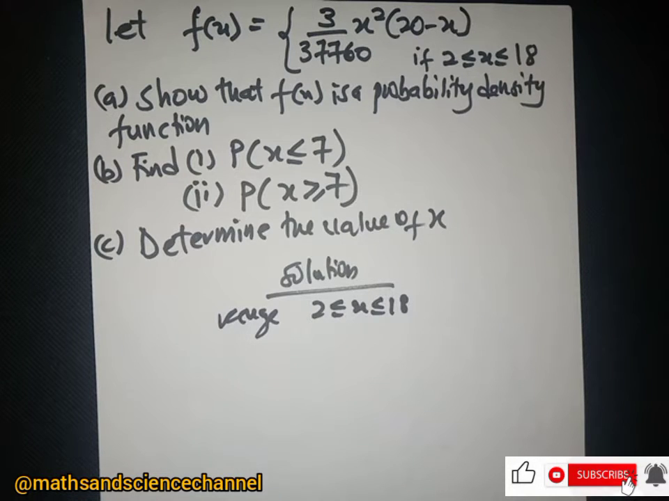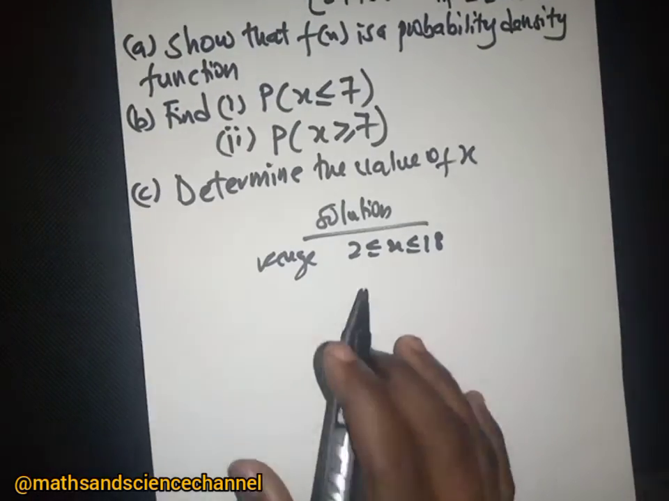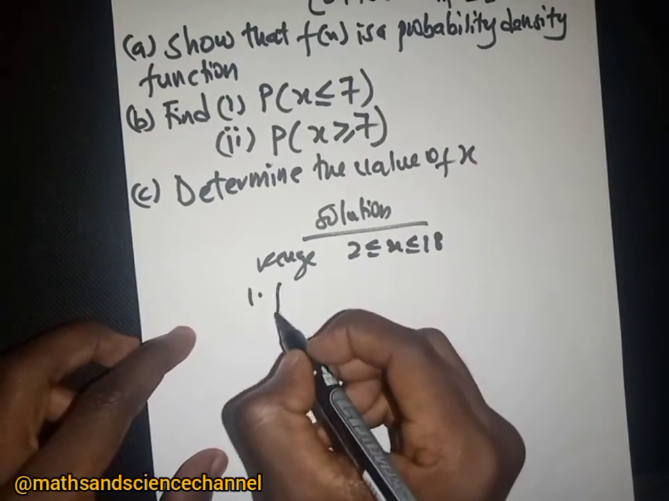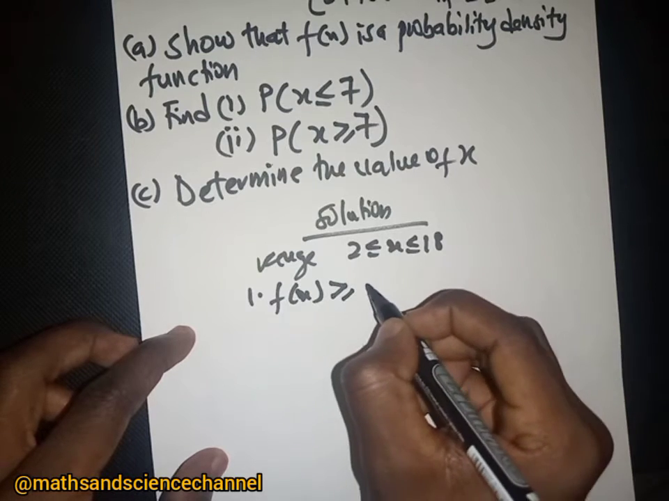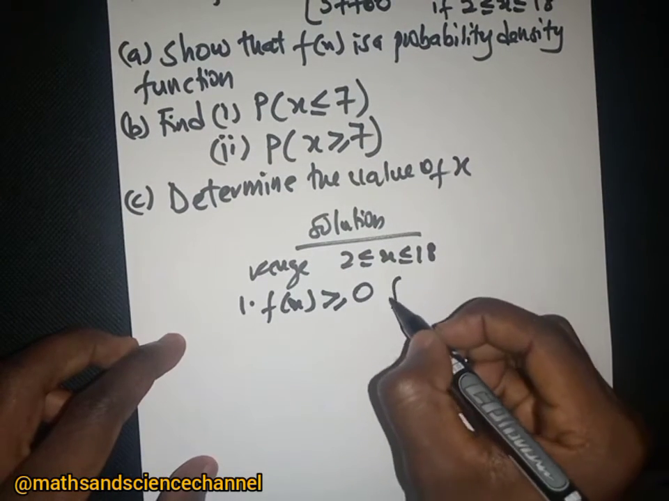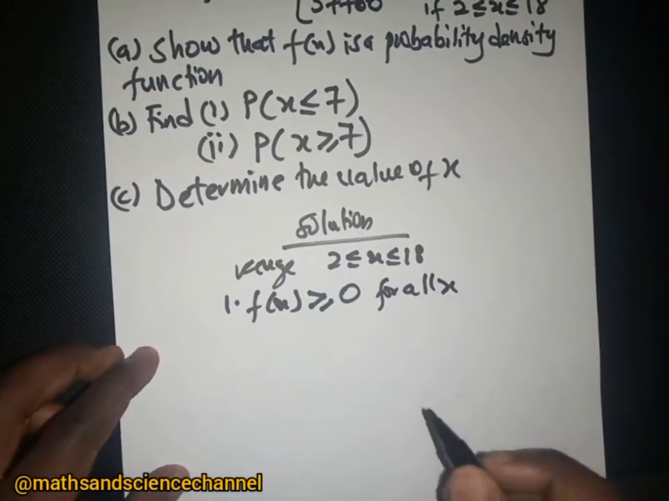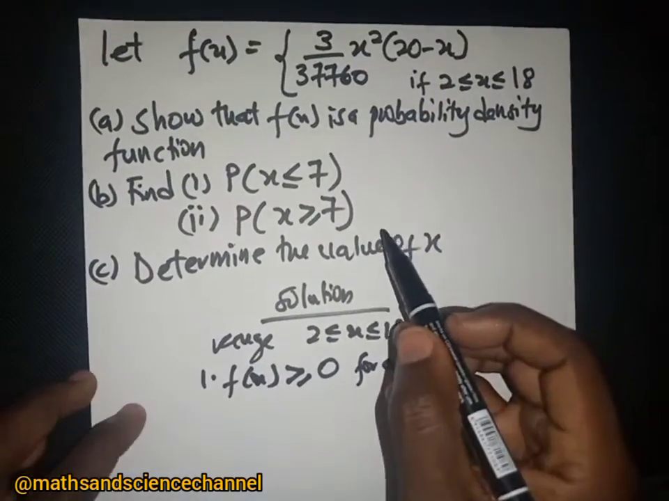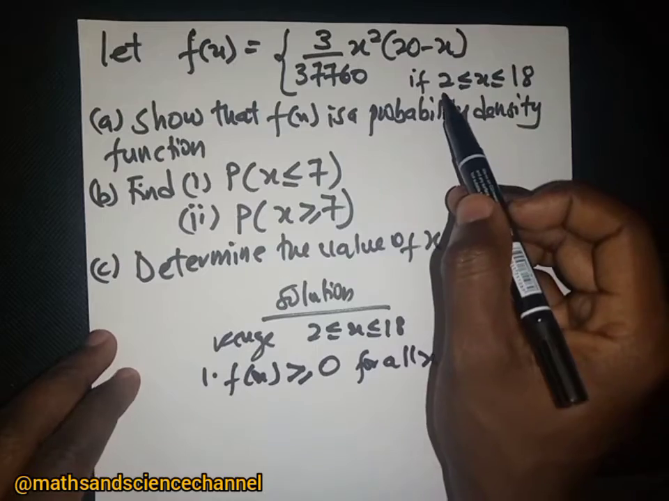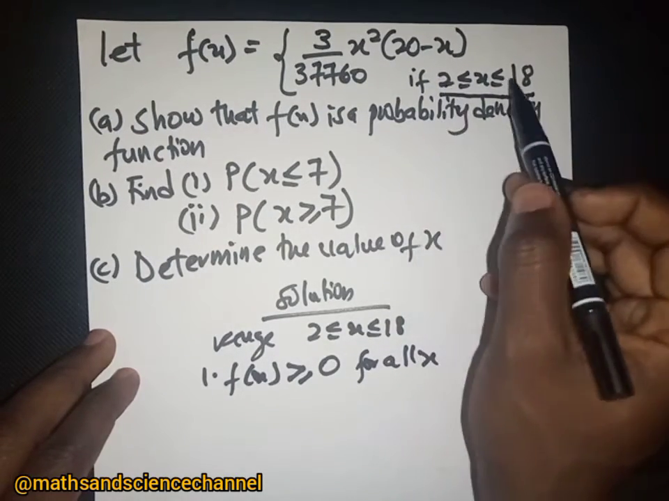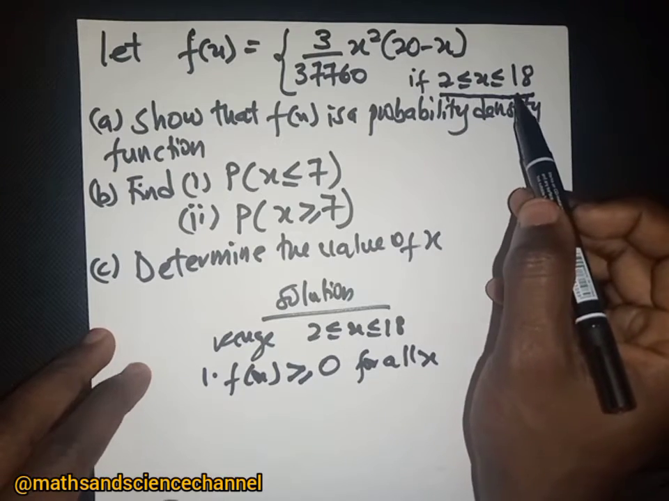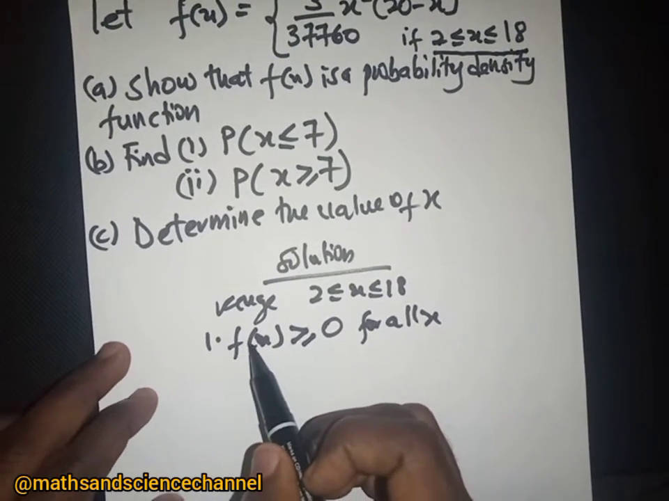Now there are two conditions for a function to be considered a probability density. The first condition is that f of x should be greater than or equal to 0 for all x. That's the first condition. And you realize that the range of values we are given is between 2 all the way to 18, which are positive values. So therefore the first condition here is satisfied.